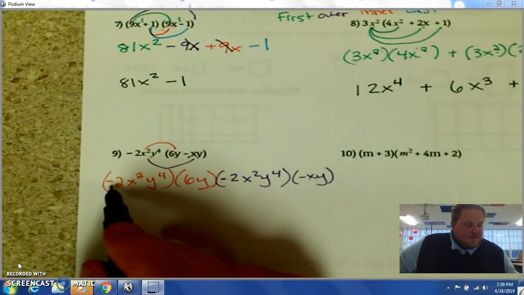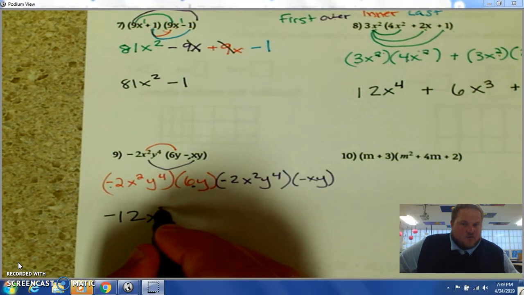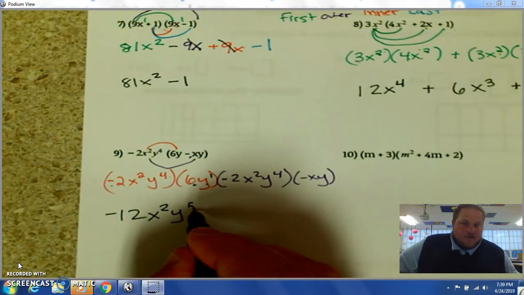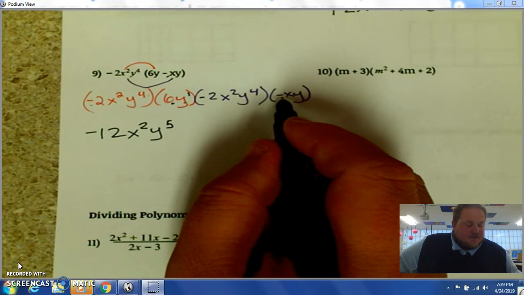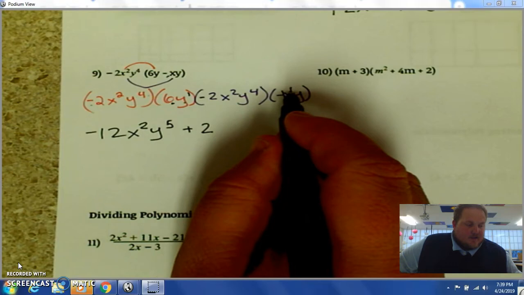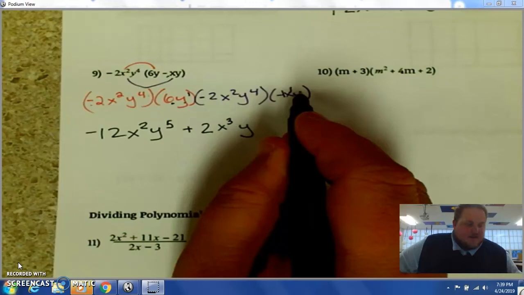Negative 2 times 6 is negative 12. X squared, there's nothing over here, so we just keep the x squared. Y to the 4th times y, you add the little 4 and 1 together, so you get y to the 5th. Okay. And then, negative 2 times negative 1 gives us a positive 2. X squared times that x to the 1, we keep the x, 2 plus 1 is cubed. And y, we have a 4 plus a 1, y to the 5th.